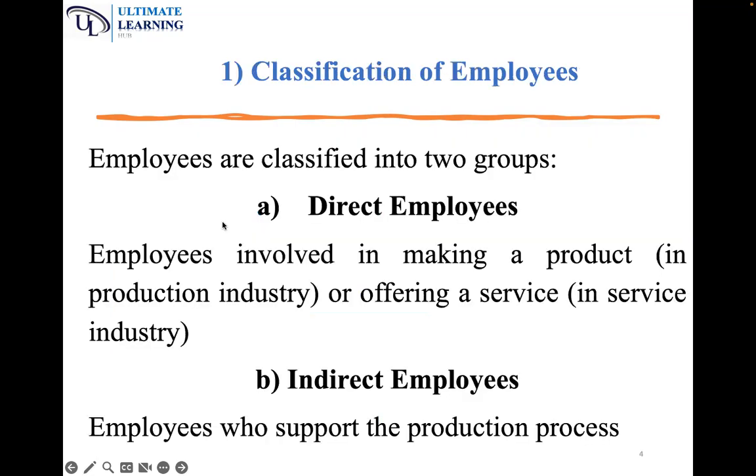Now, when we classify employees, we saw last time that employees can be classified as either direct employees or indirect employees. Who are direct employees? Employees involved in the making of a product. If, for example, it's a production company, the employees who are involved in producing the product, or offering a service. For example, what I'm doing is a service. If I'm involved directly in offering this service, in that case, I'm a direct employee.